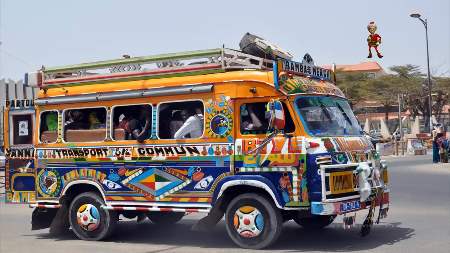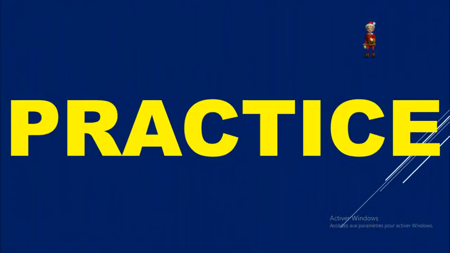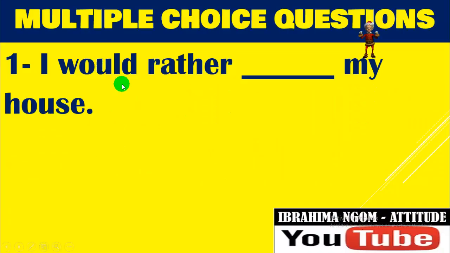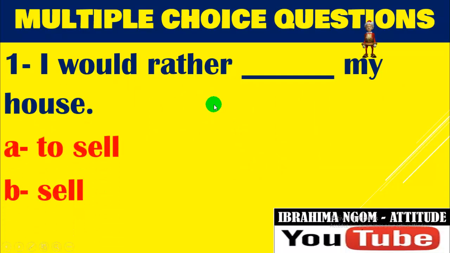Practice. I would rather sell, or sold my house. Is it full infinitive? Is it base form or preterite? Would rather plus base form. We have only one subject, it is I. So, sell.